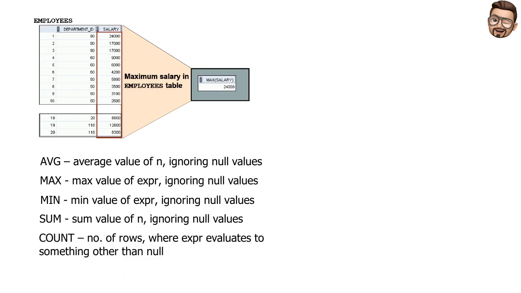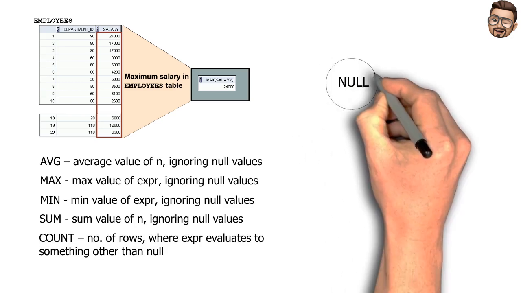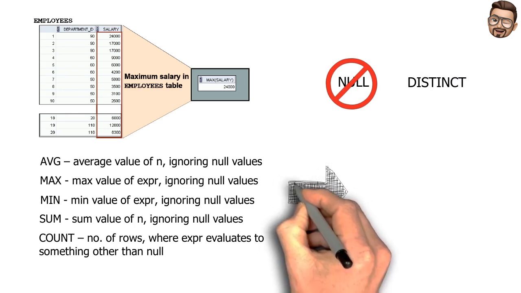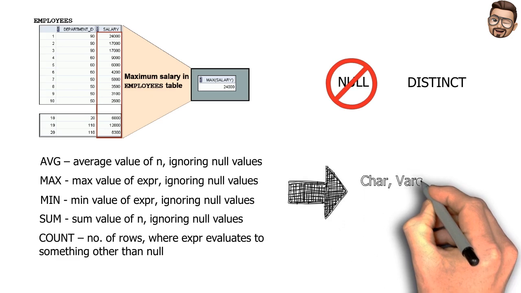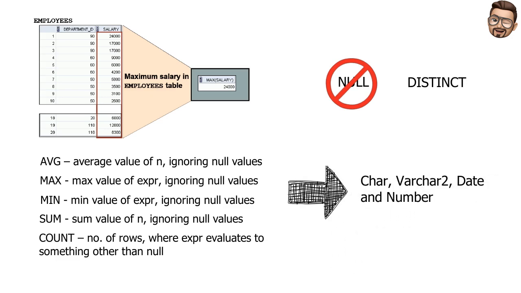If you take a look here, all of the group functions are ignoring null values, means null values will not be calculated in any of group function. If you want to make the function consider only non-duplicate values, we can use distinct keyword. All of these group functions can be used with any data type, the character, varchar2, date, and number.